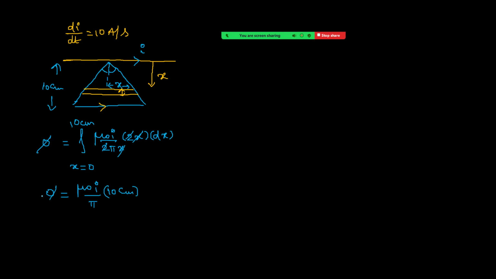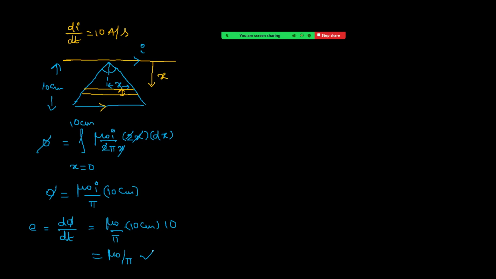But we have to calculate the induced EMF. That is given by d phi by dt; I am focusing only on the modulus value, so not taking the negative sign. So mu naught by pi into 10 centimeter into di by dt. That is now 10, so 10 times 10 is 100, which is 10 power minus 2. So finally the value is mu naught upon pi. That is the induced EMF. So option A is correct.